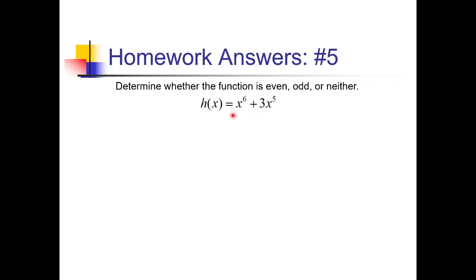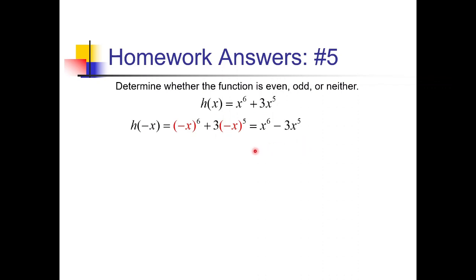This is the more long-winded, rigorous way to prove it, but it's worth seeing. It's a good way to show work. So let's find h of -x. That's going to be all this stuff with -x plugged in. So that comes out to positive x to the 6 right here. And then this is going to be a negative since we're raising it to an odd power and it starts negative. So -3x to the 5th.